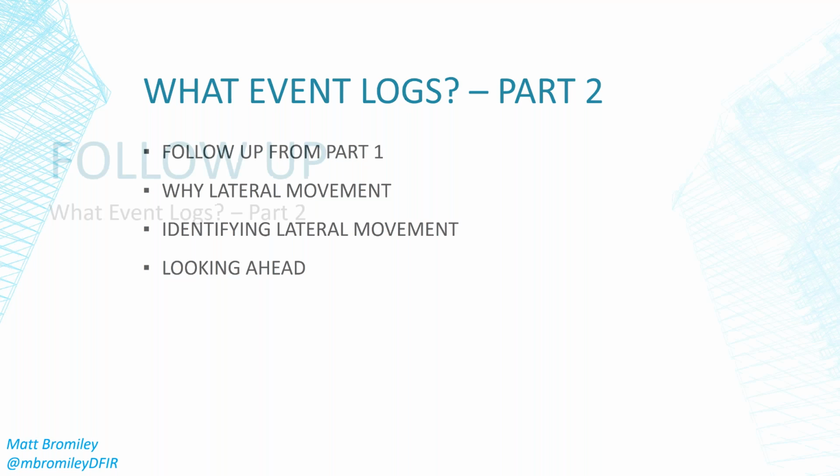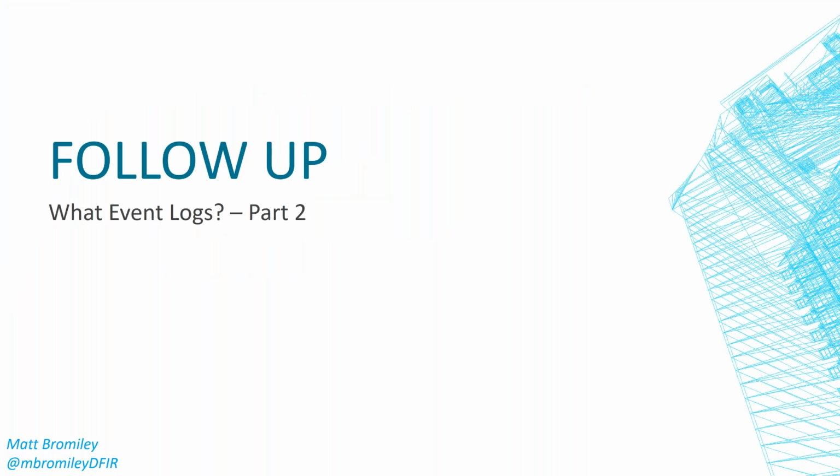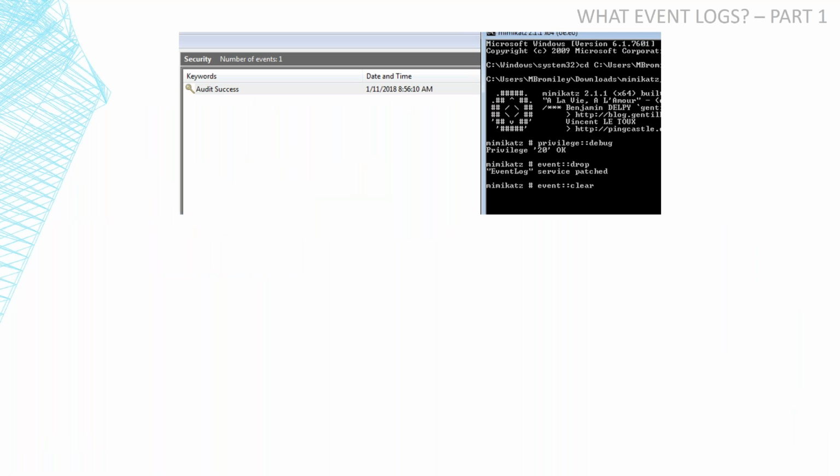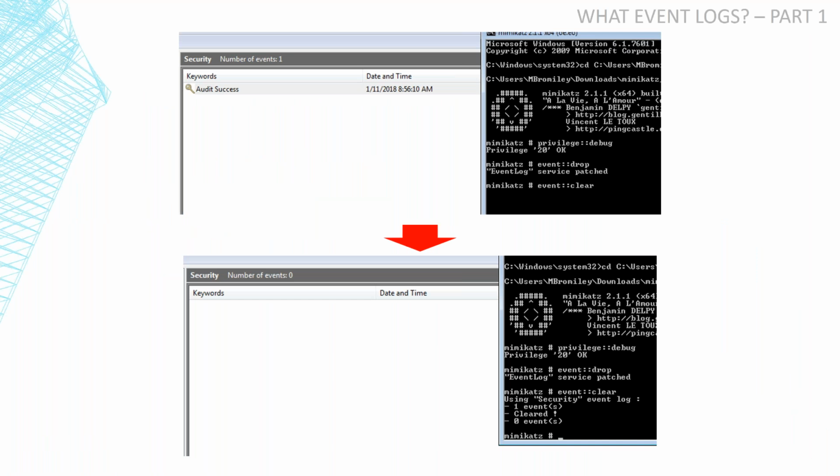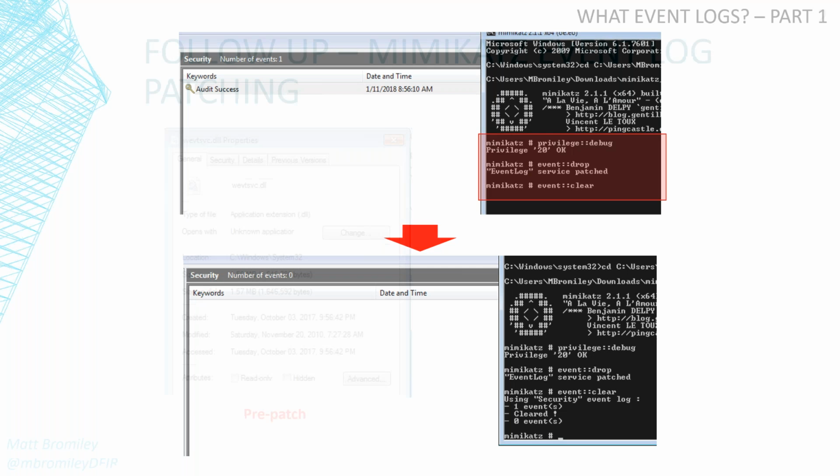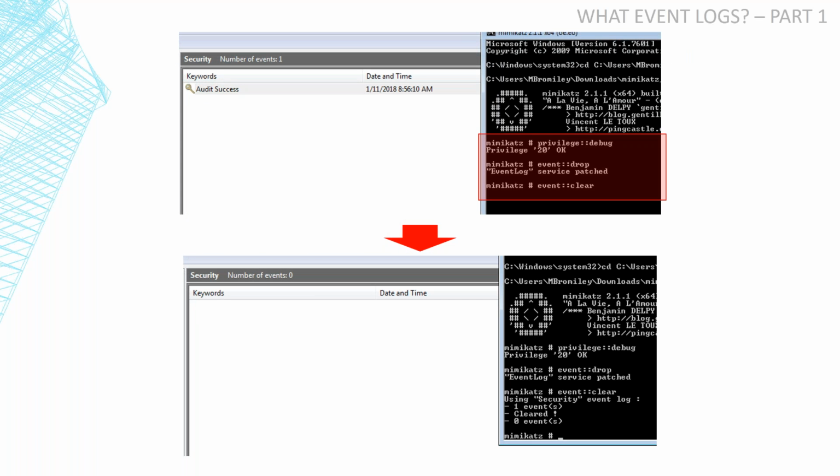All right, so let's follow up really quick to something that I talked about during last week's presentation. We brought up the capability of Mimikatz being able to actually patch the event log service as it's running. Being able to patch the event log service as it's running on a system and prevent any events from being written. This is a super scary feature because, again, it meddles with a primary evidence source.